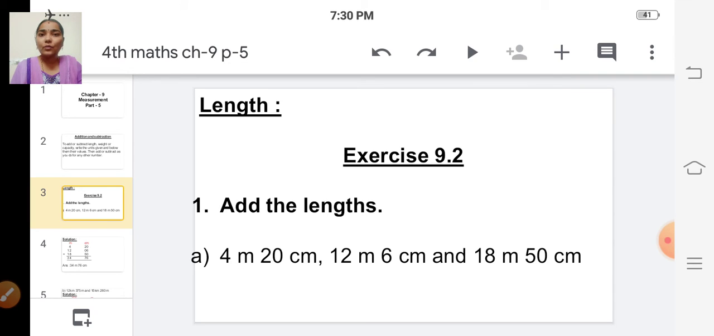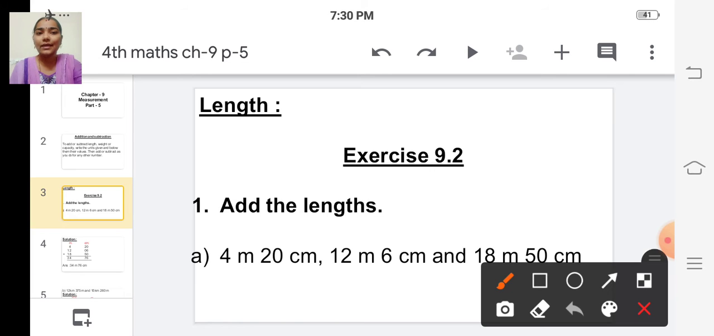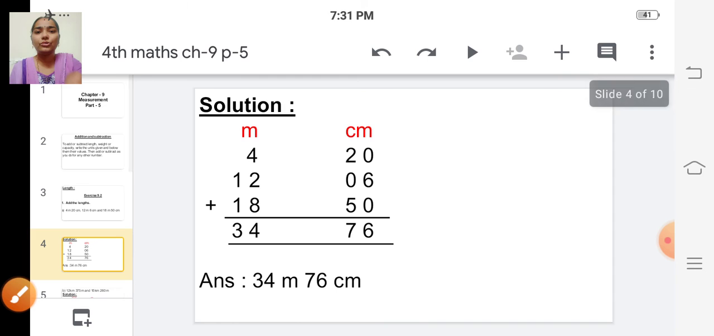What do we have to do first? We have to write the units. In this problem only two units are there, meter and centimeter. Write meter and centimeter, then below that write their values one by one, and then add just like normal addition. Let's see the solution.